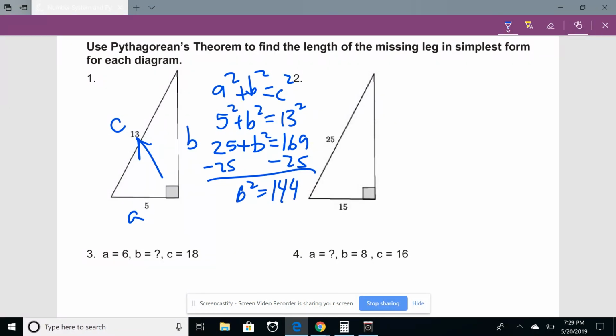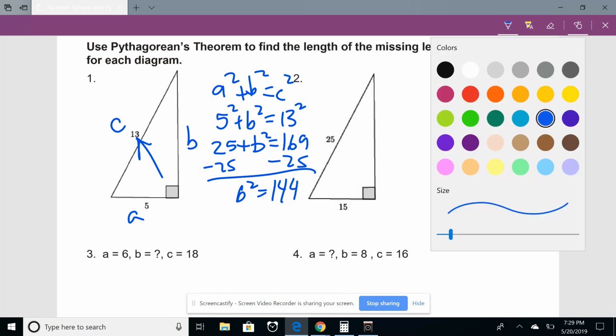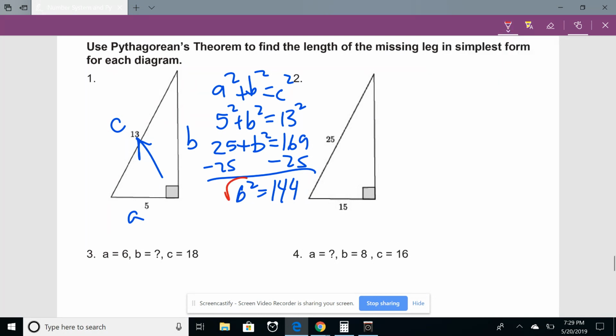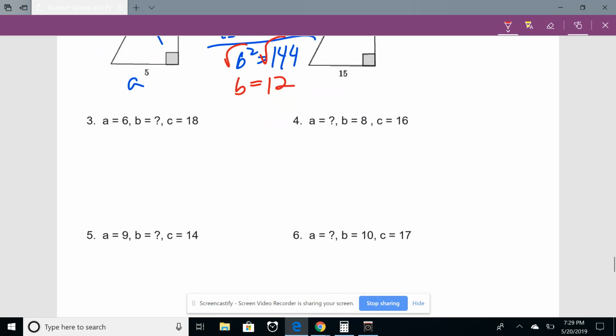What's nice about that, that is a perfect square. Square root of 144 is 12. So the length of this leg is 12. So same process, just subbing in for a different letter and a little bit of tiny tweaks on solving for the leg. Let's look at a word problem.